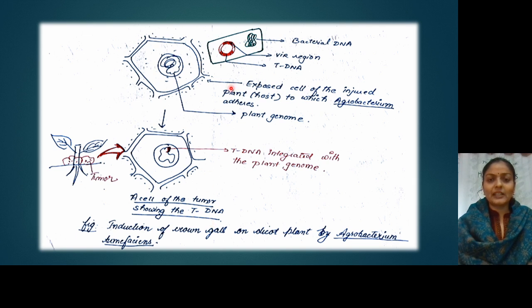So this is how we can see it in the figure. This is the bacterium, and this bacterium physically gets attached with the plant cell at the wounded site or near the wounded site. This bacterium consists of the bacterial DNA and the Ti plasmid, and this Ti plasmid contains the T-DNA as well as the VIR region and other genes also. So when the plant cell is exposed and the bacteria get attached with the plant cells, this T-DNA gets transferred and integrated with the plant genome, and this is how after the integration crown gall or tumor is caused.